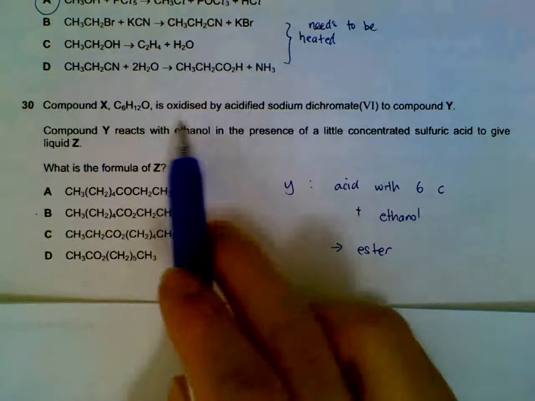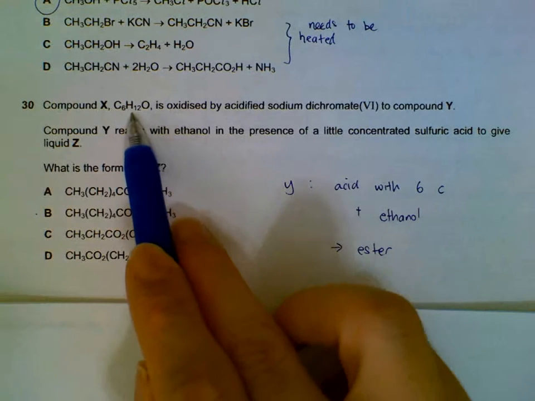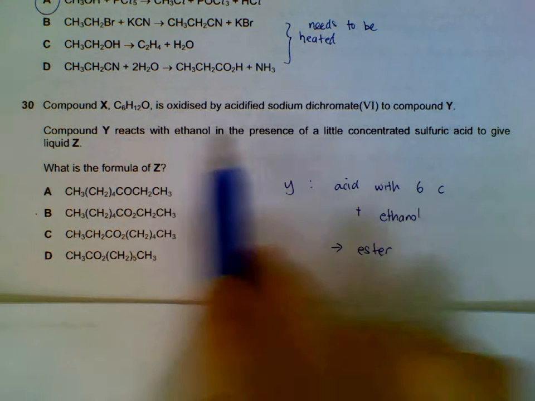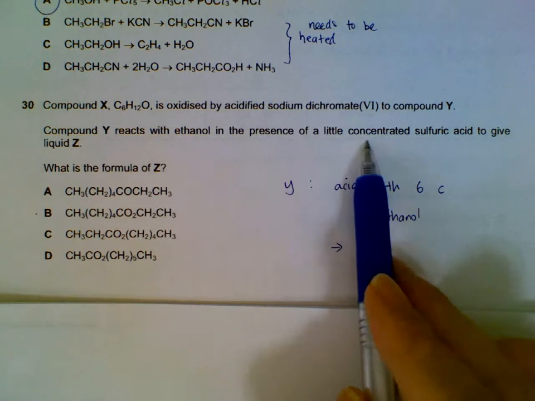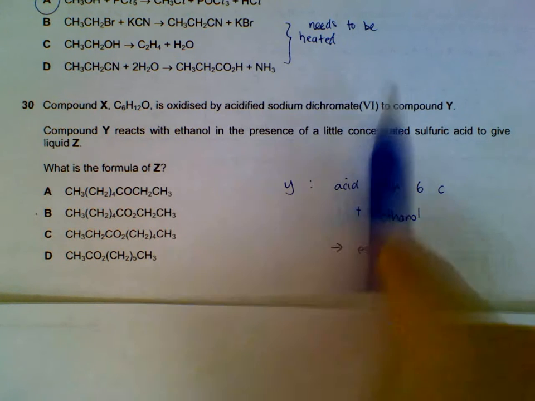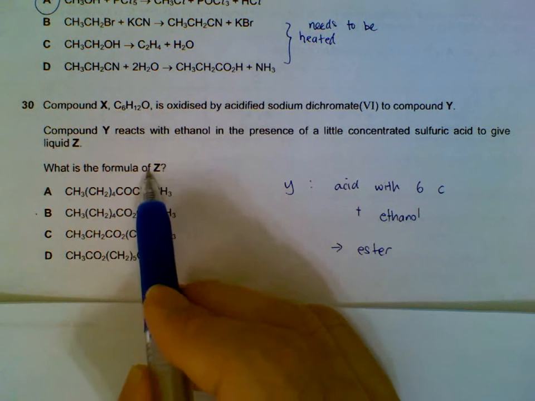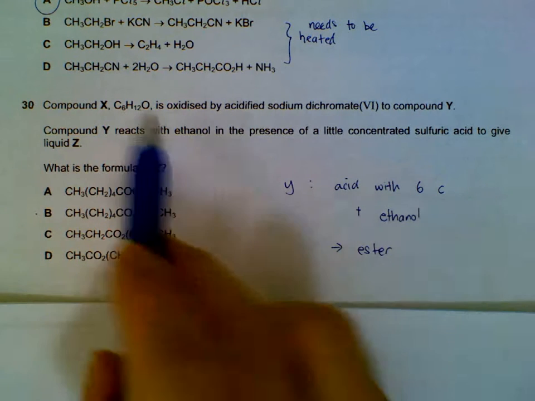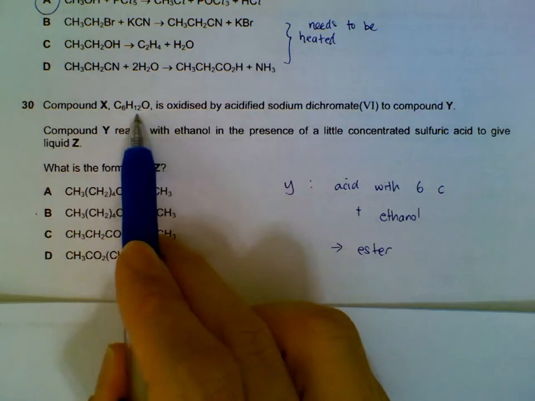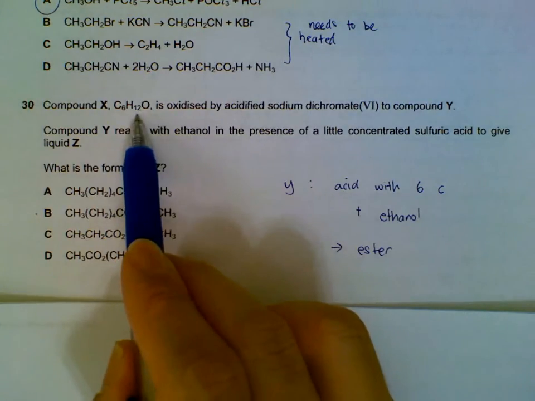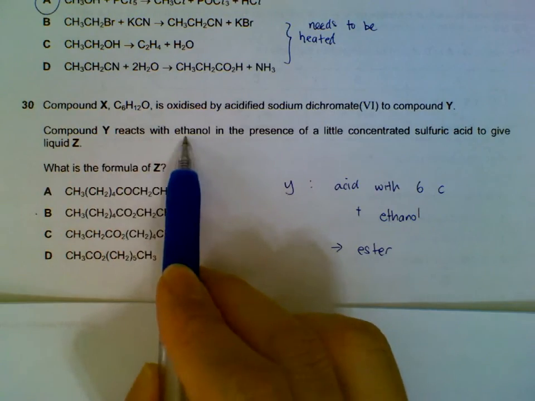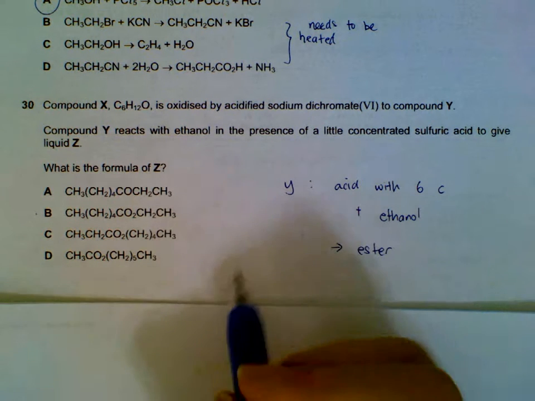Number 30, we have a compound that's oxidized, and then it reacts with ethanol to form liquid Z. And these conditions should remind you of esterification. So Z will be an ester. It will be made up of an acid that has 6 carbon, because we have something that has 6 carbon at the start. It could be alcohol, and then it's oxidized to a 6 carbon acid. Then finally the acid reacts with the ethanol to give the ester. So we will have to look out for an ester group.